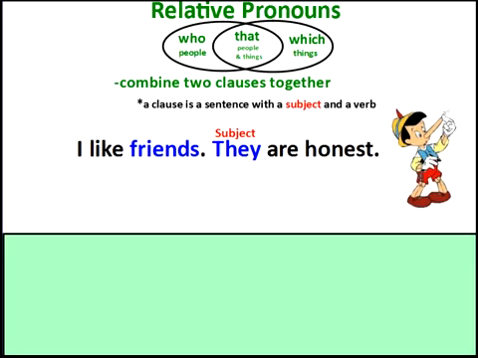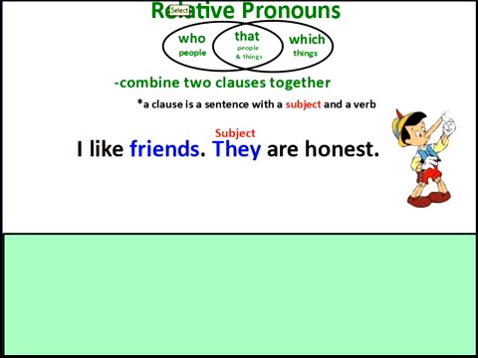Now, something that we need to know about these relative pronouns is that they're used for different reasons. When we're talking about people, we need to use the relative pronoun who. If we're talking about people or things, we can use that. So that is very flexible. It goes for both. And if I'm talking about things, I need to use the relative pronoun which.